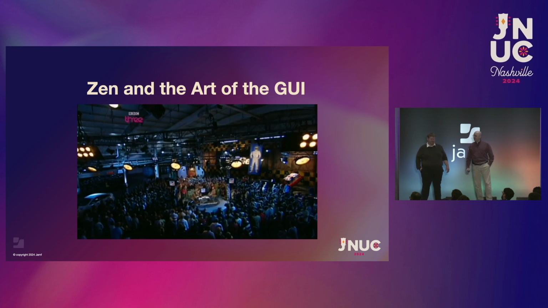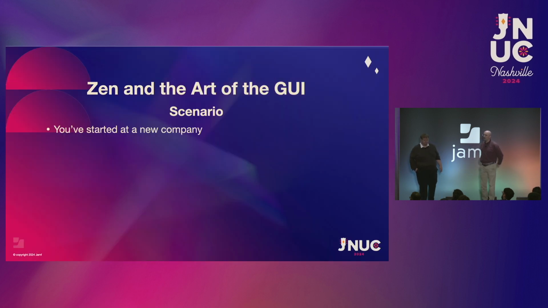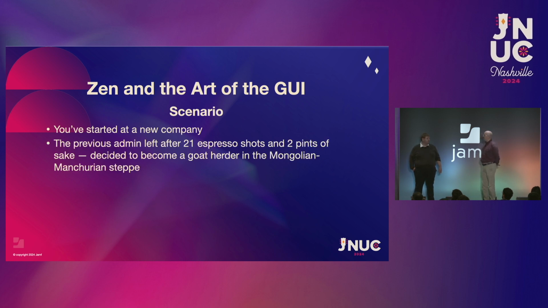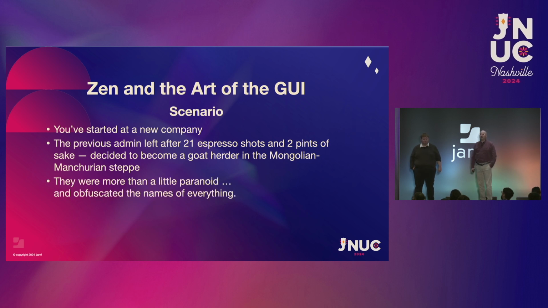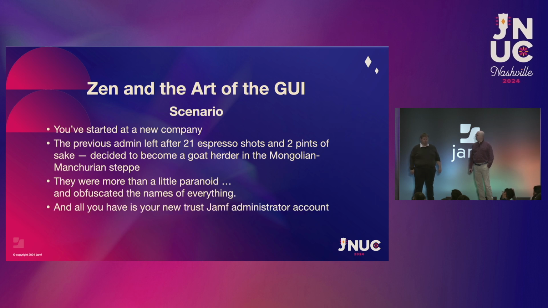Okay, so I'm going to do a scenario. The scenario is that you have started a new company. What basically happened is the previous admin left because after 21 espresso shots and 2 pints of sake, they decided that being a goat herder in the Mongolian Manchurian steppe was a good idea. And they were more than a little paranoid, and they decided to obfuscate everything. The only thing you've got is your trusty Jamf administrator account, because it's the one thing that wasn't obfuscated. So what do you do next? Well, the answer is we have to get into some reverse engineering.